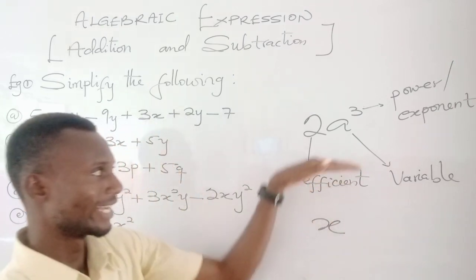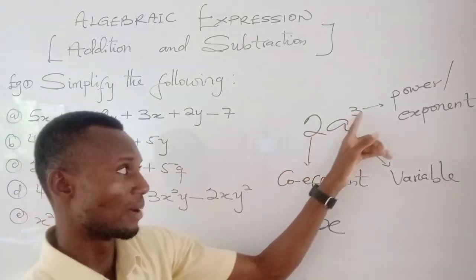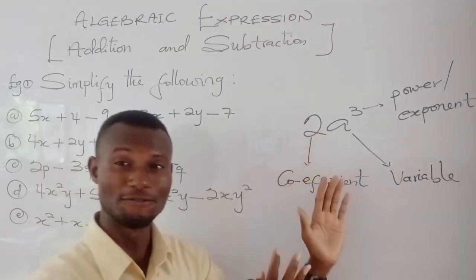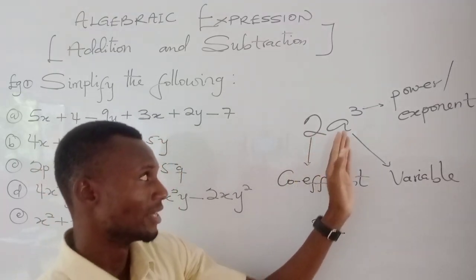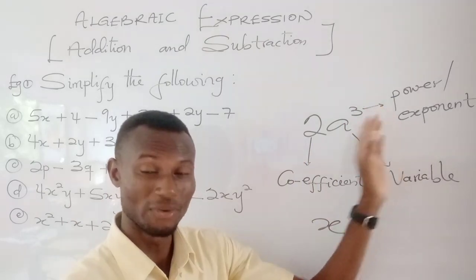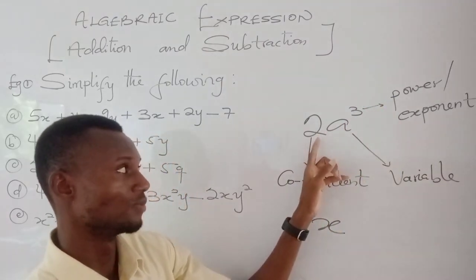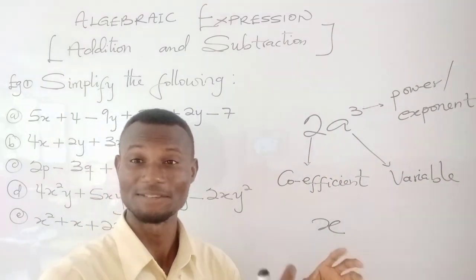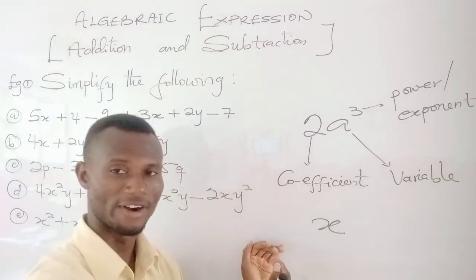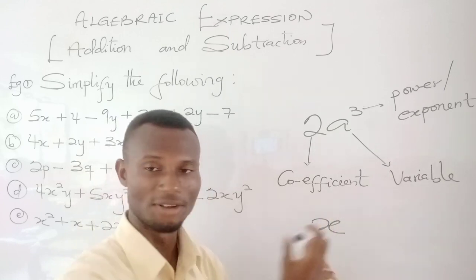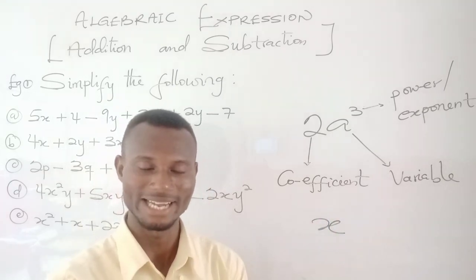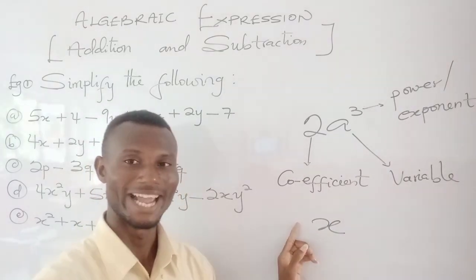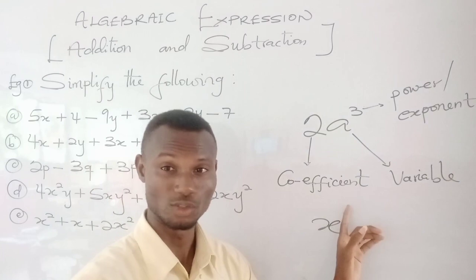Okay, so unlike this one that I have, 2a to the power 3, where you can see that I have 2 in front of the variable a and 3 on top of the variable a, which means that the coefficient is 2 and the power is 3. This one, we don't have any specified number in front of the variable and also on top of the variable. So in that case, I'm saying that it means the coefficient is 1 and also the power is 1.